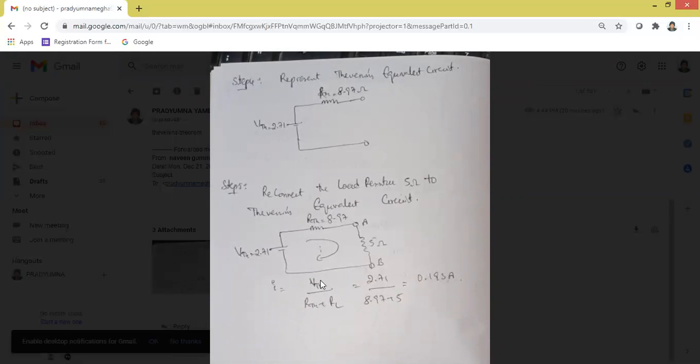Now just applying the KVL, we do obtain the current. I is equal to VTH by RTH plus RL. This is the solution. So in this way, we calculate the current flowing through the resistor using Thevenin's theorem.